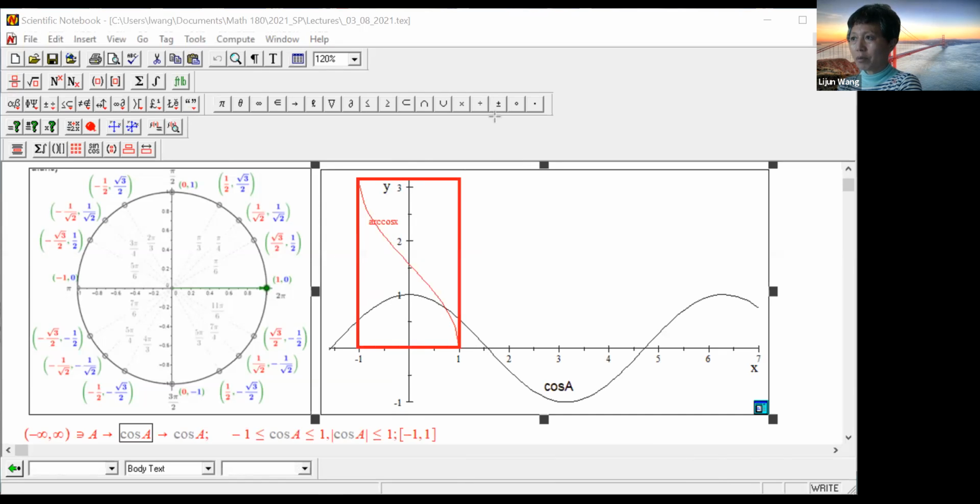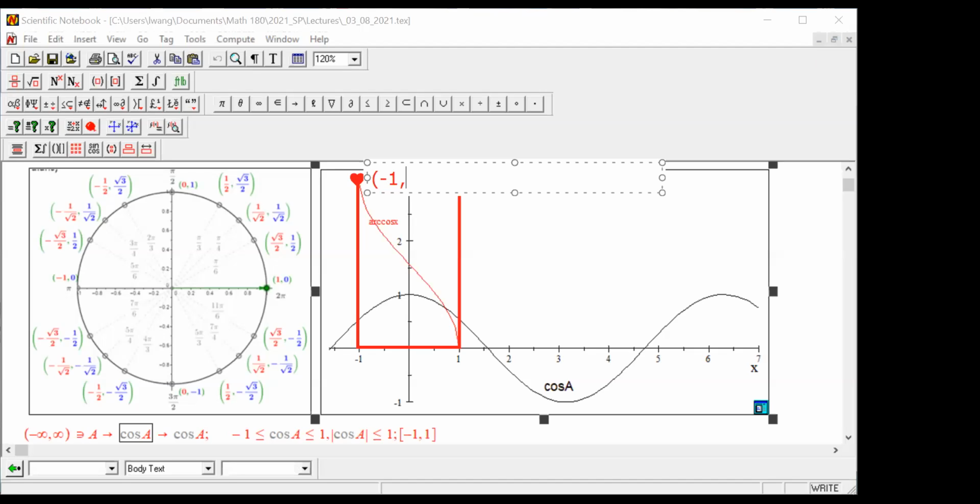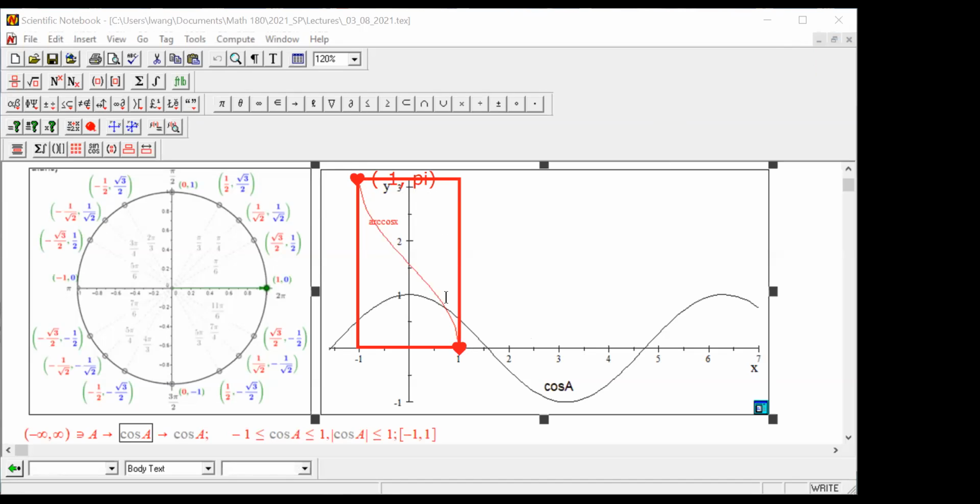So now let's mark a few points on these. This point, what is it? What's this point? -1 comma pi. Pi, that's right. How about this point? +1, 0 comma 0. Perfect.